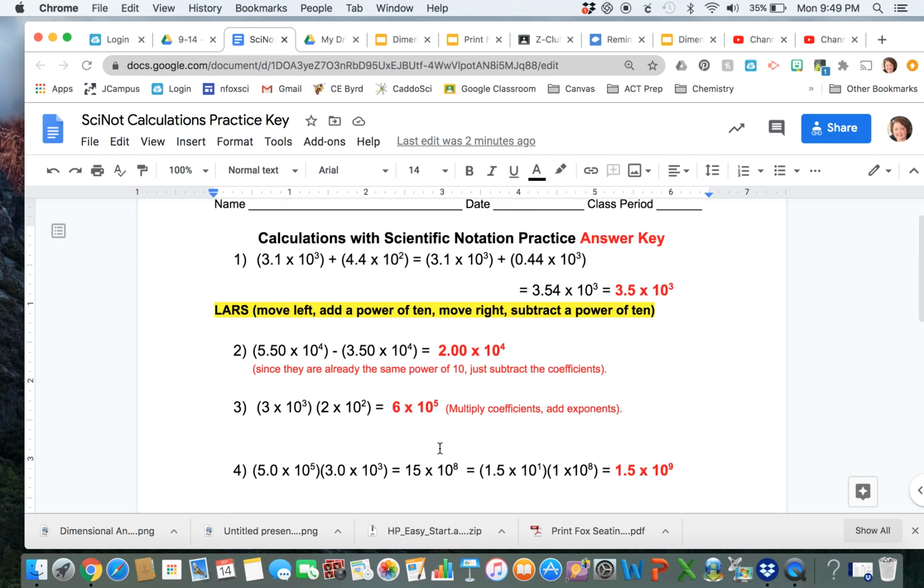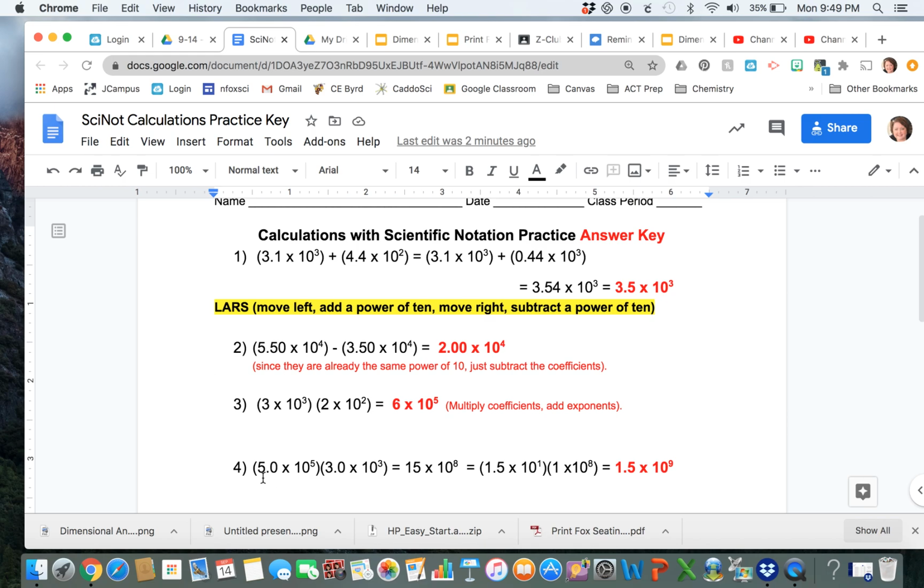Number 4, another multiplication problem. 5 times 3 is 15, and 5 plus 3 is 8. We can't leave it this way because 15 is not a value between 1 and 10. So we change 15 to 1.5 times 10 to the first. You just move it one time, and 1.5 is between 1 and 10. Now, 10 to the 8th means 1 times 10 to the 8th. Now, we have 1.5 times 1, which is 1.5, 1 plus 8, which is 9. 1.5 times 10 to the 9th.